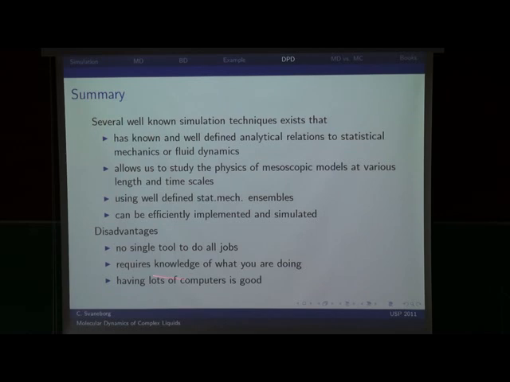So this requires knowledge of what you are doing. You cannot just download the simulation code and produce results. Well, you can do this, but it might not be physically meaningful. And always, we need lots of computers to run the simulations. The more computers we have, the better. And this is a good thing because computers are cheap, whereas experiments are expensive. So this could also be called an advantage.